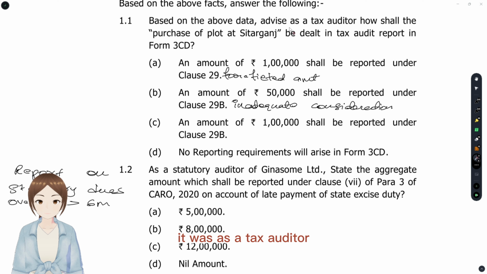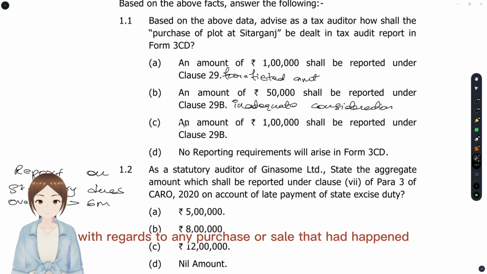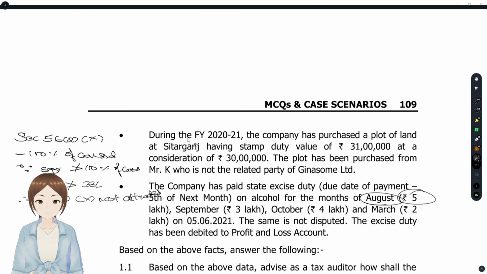Based on the above data, advise as a tax auditor how the purchase of plot shall be dealt with in the tax audit report in Form 3CD. They're talking about clause 29, clause 29B. What is clause 29? Clause 29 deals with the advances that were forfeited, and 29B is with regards to any purchase or sale of property with inadequate consideration. So the information is here.